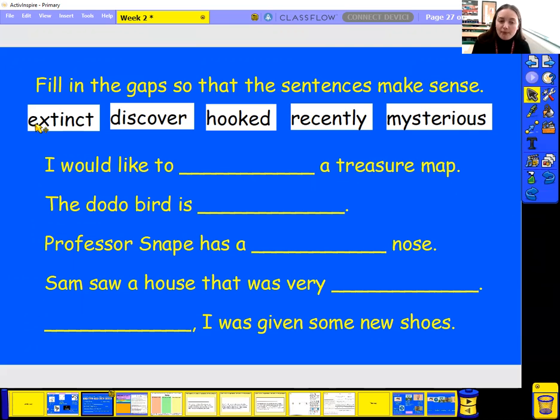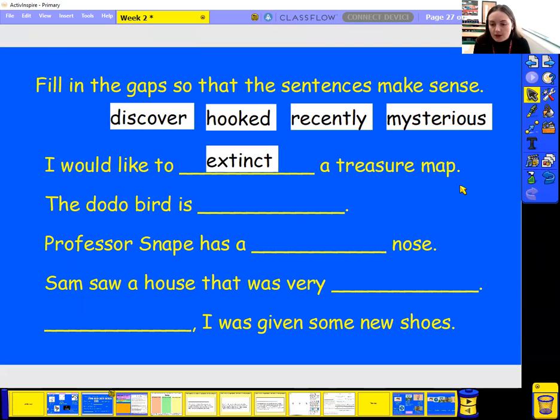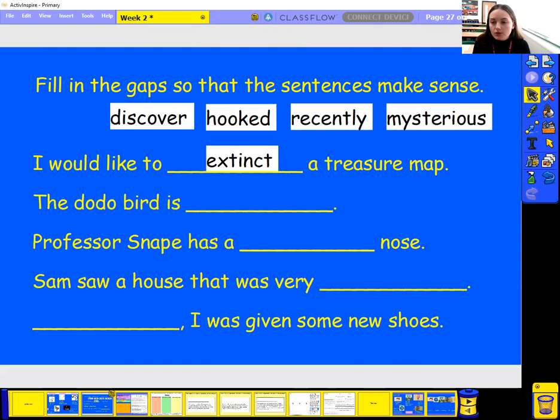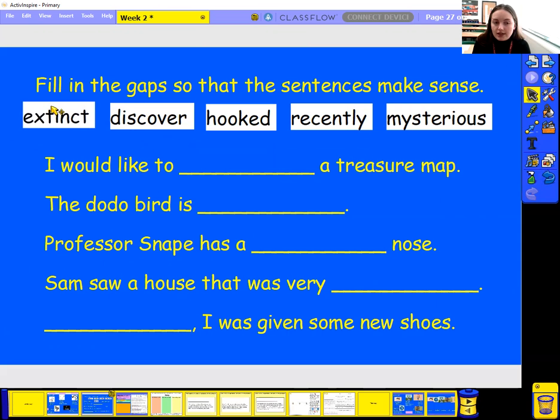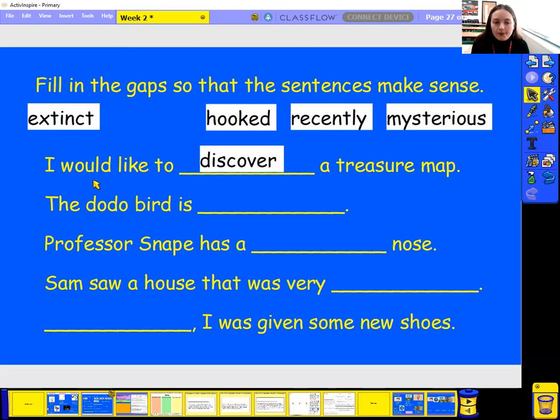Well, let's have a look, shall we? If I put extinct in there, is this sentence going to make sense? I would like to extinct a treasure map. Does that make sense? No, that would be a very silly sentence. We can't talk about a treasure map not existing anymore. It wasn't alive to start with, so that one wouldn't make sense. We're looking for a word that would make sense in this sentence. I would like to discover a treasure map. Oh, that one sounds really good. Let's put that one in there. Well done if you got that one right. Let's look at the next one.